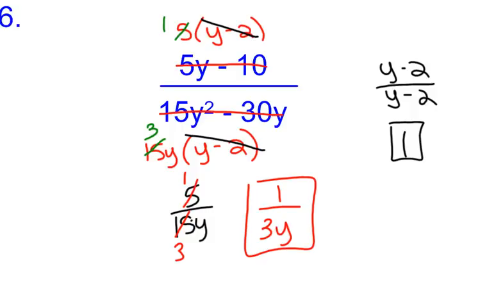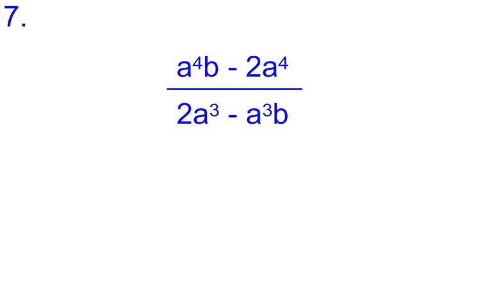Number 7, then I want you guys to start that one. See how, well, let's do 7 together, actually. We'll let you do 8. So number 7, again, I have 2 binomials. So when I'm looking at these, I'm going to take out the greatest common factor in both, which in my numerator is a to the 4th. So I have b minus 2 when I divide both by a to the 4th.